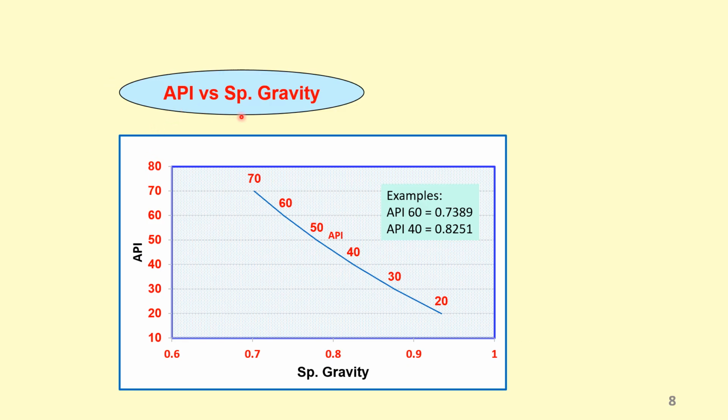API versus specific gravity. This chart shows the relationship between API gravity and specific gravity. As API decreases from 70 to 20, specific gravity increases from 0.7 to 0.9 or beyond. For example, if API is 60, the specific gravity is 0.7389, which is somewhere here. But if you look at an API which is lower than 60, which is 40, for example, the specific gravity is 0.8251, which is here.